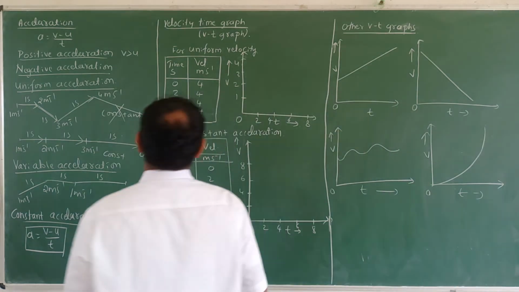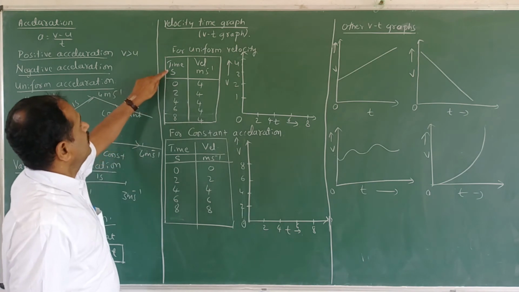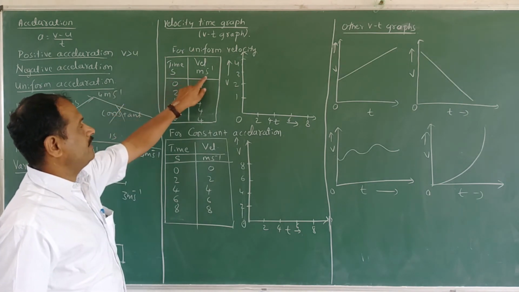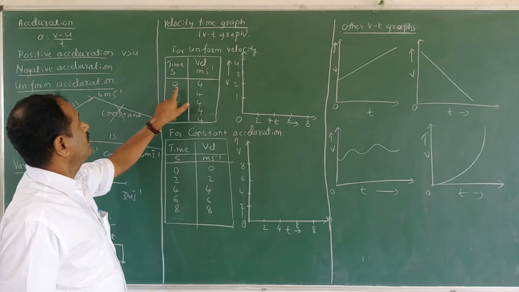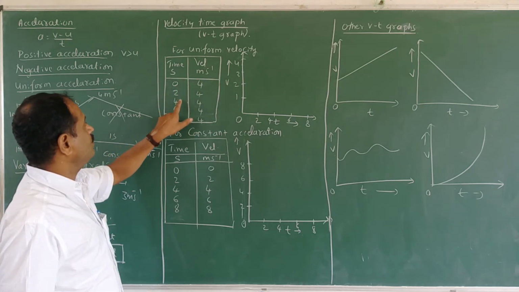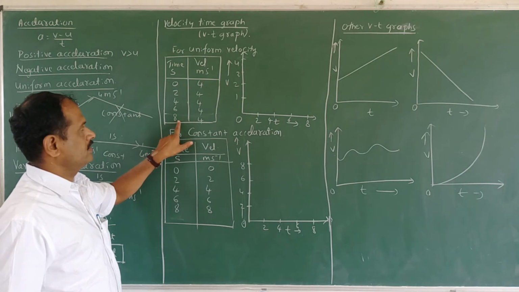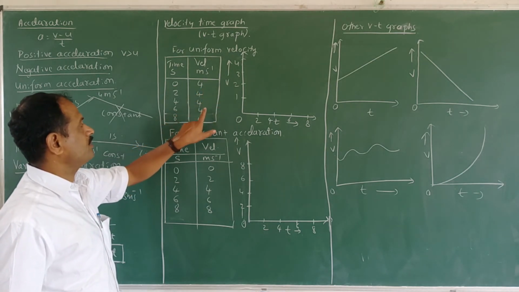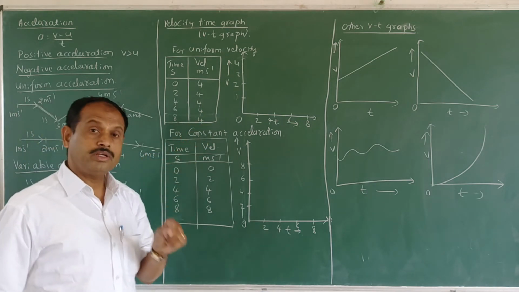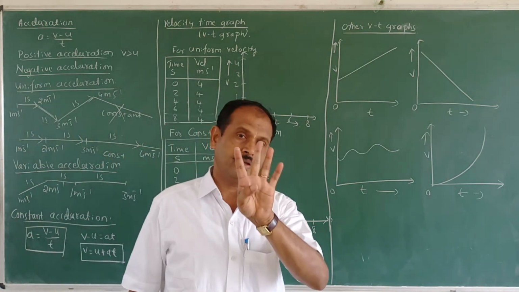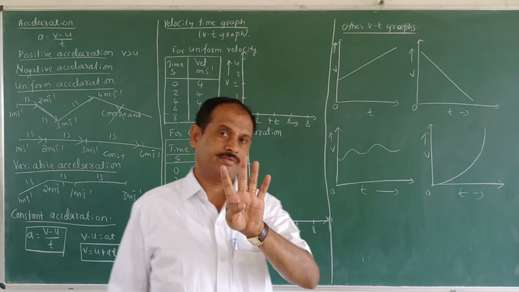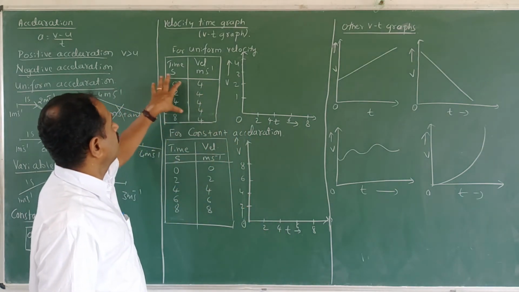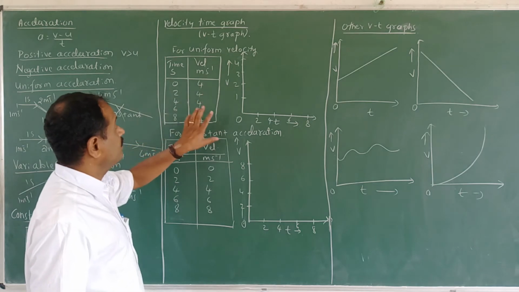Now see here, time and this is velocity. Time is going to increase: 0, 2, 4, 6, 8. Now for velocity, it is 4 meters per second. In every interval of time, the velocity is only 4 meters per second. At every second, the velocity is 4 meters per second.